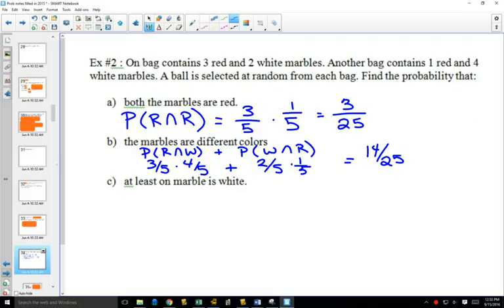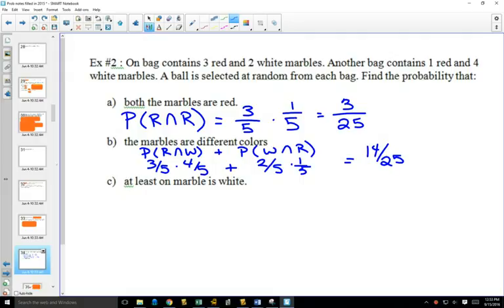Same thing in part C. We could do cases. How many cases would there be in part C? Because you want at least one white marble. What's an example that would work? Both white. That would give you at least one white marble. Another example: red then white. Is that everything? White then red. So there would be 3 cases.